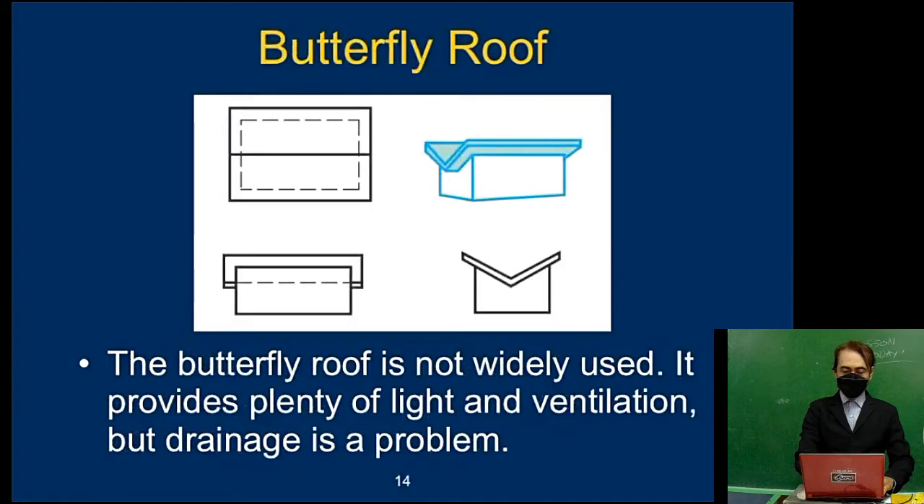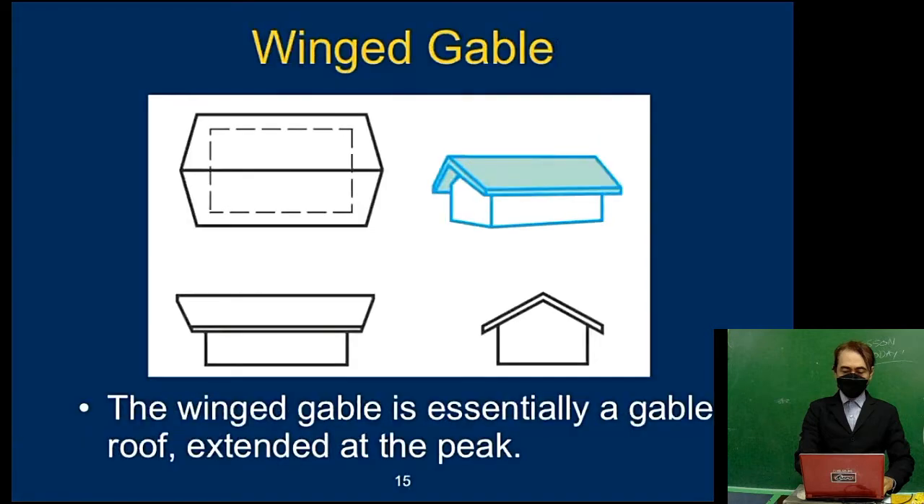The butterfly roof. The butterfly roof is not widely used. It provides plenty of light and ventilation, but drainage is a problem. Look here in the center. This will become a spout of rain here. So do not use the butterfly roof for your house. You will have a big problem on drainage.